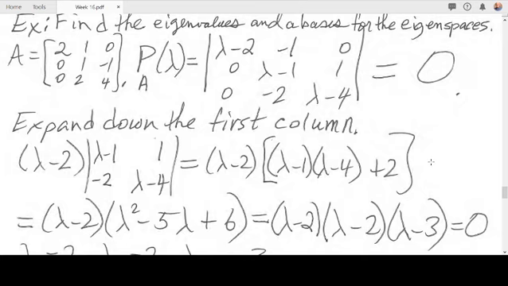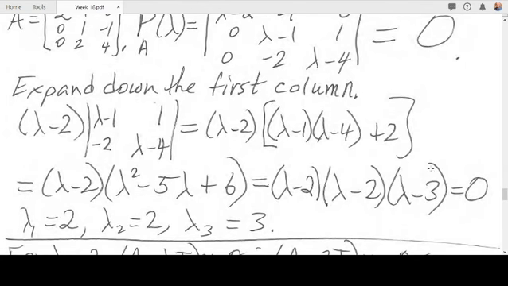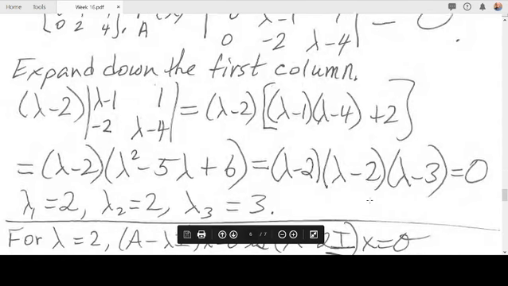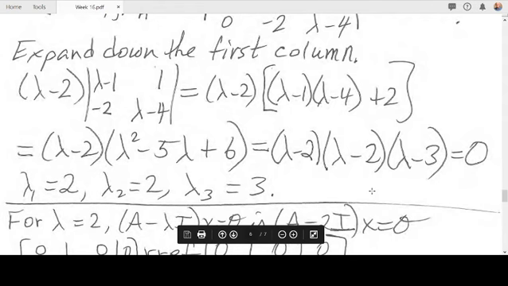So when we do that, we get lambda minus 2 times the determinant of the 2 by 2 submatrix, which is the product that you see, lambda minus 1 times lambda minus 4, minus a negative 2, or plus 2. Do the algebra, and you get a cubic, a third-degree polynomial that conveniently factors as lambda minus 2 squared times lambda minus 3. So there are only 2 eigenvalues, namely 2 and 3, where 2 has multiplicity 2.